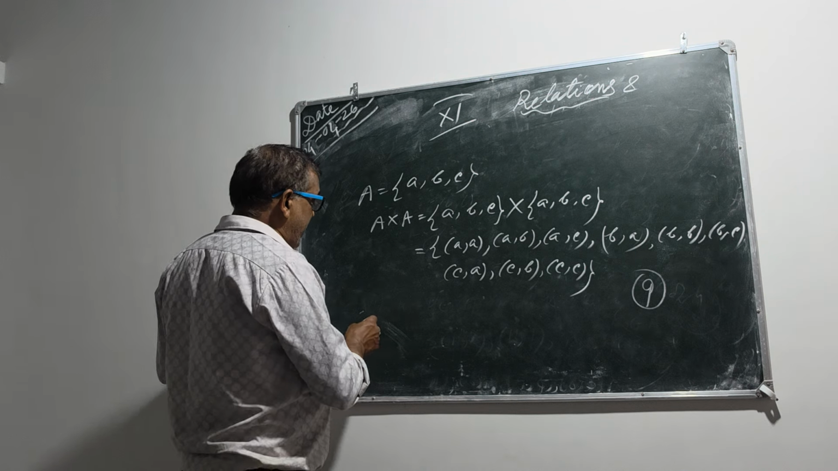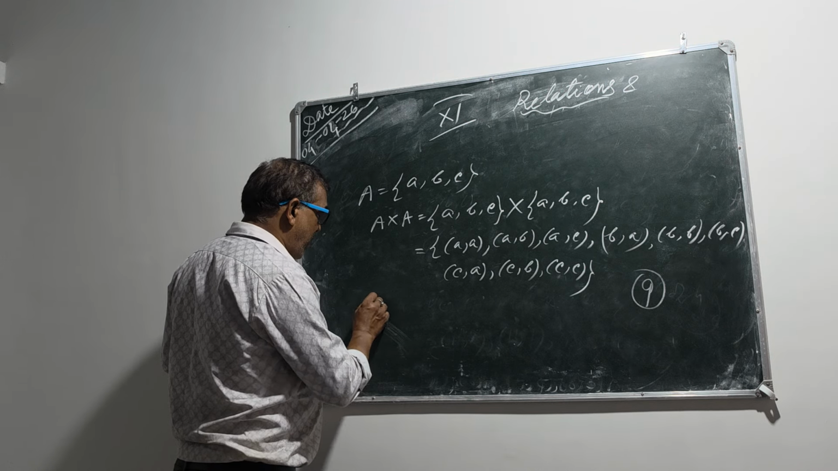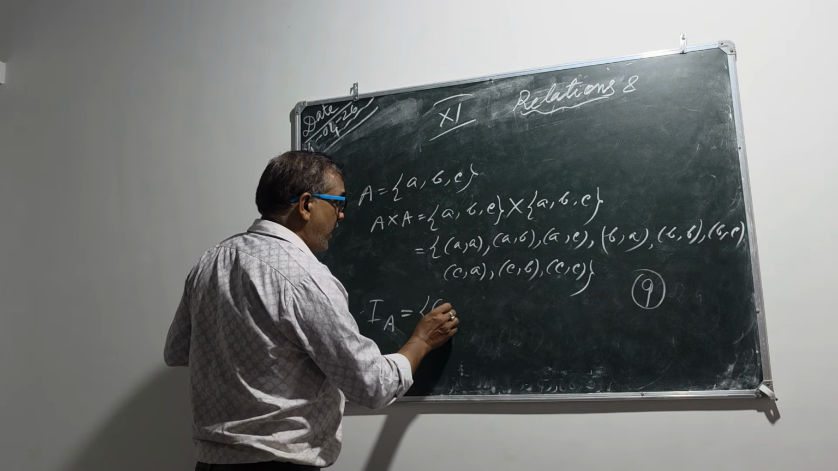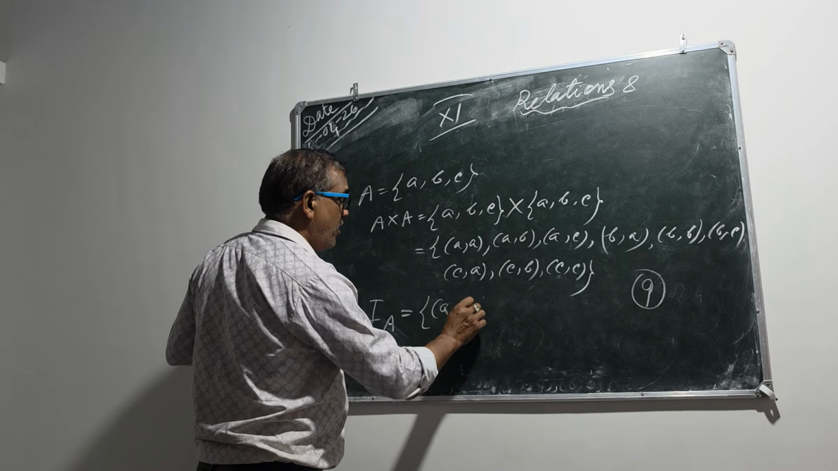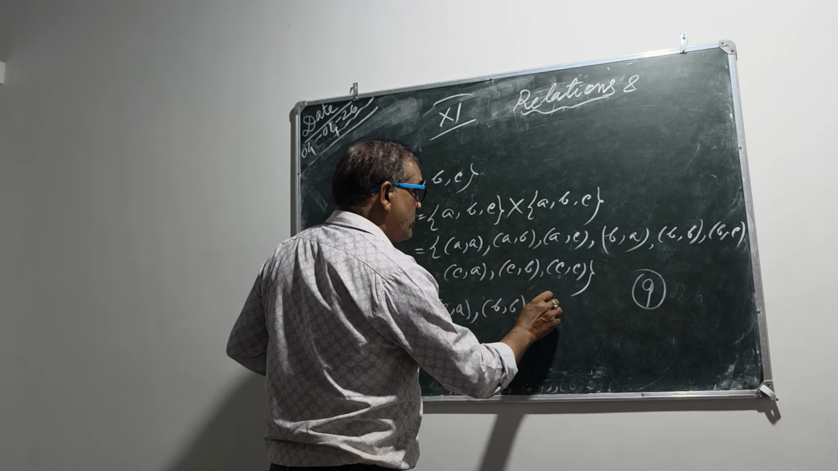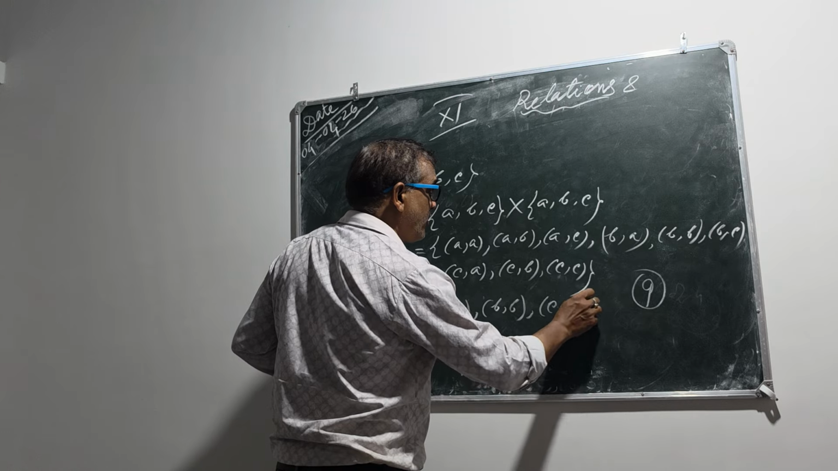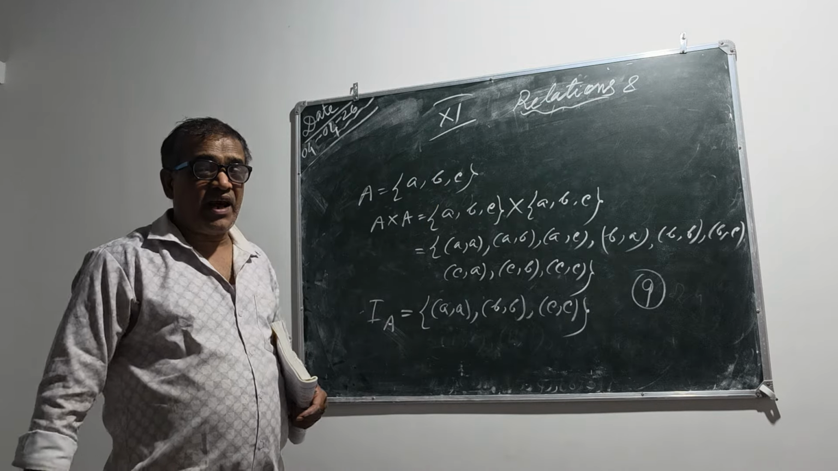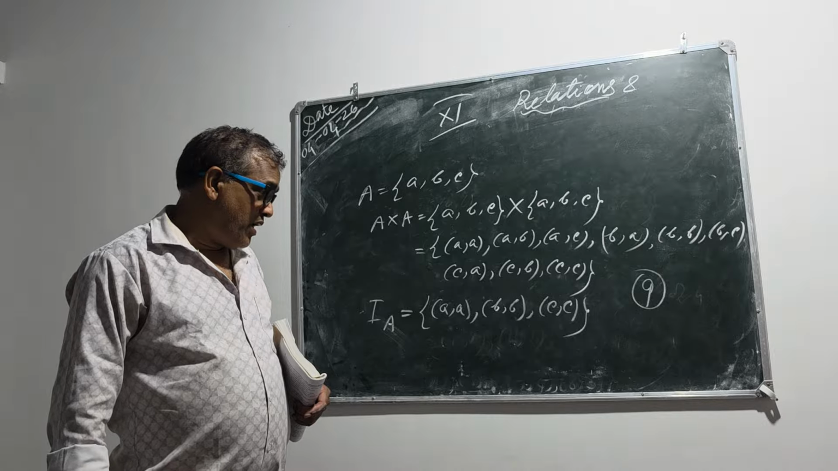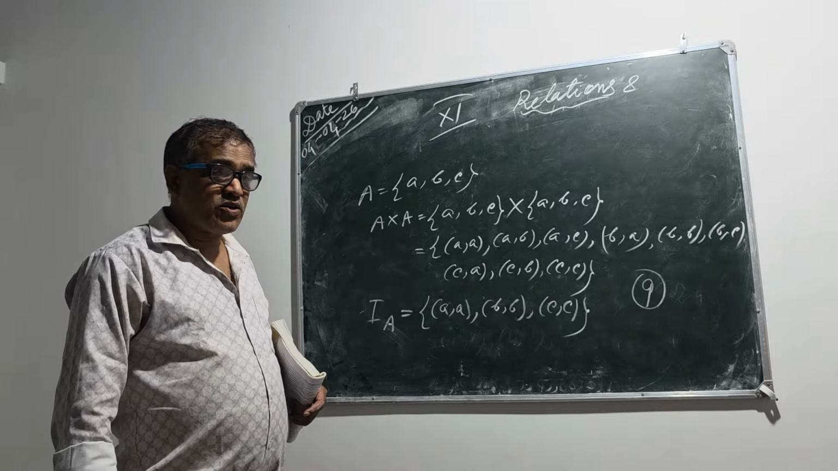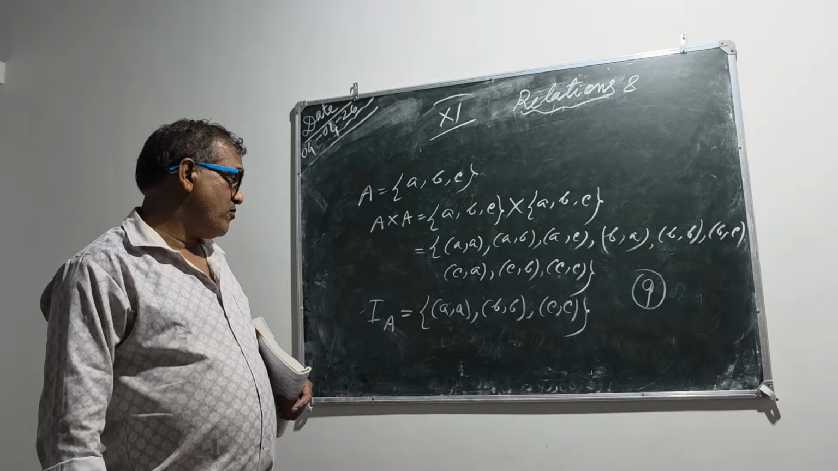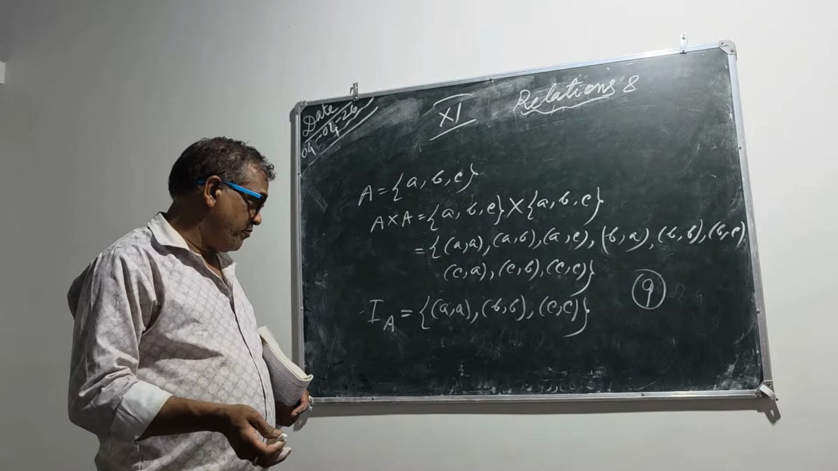So what is called the identity relation from here? The identity relation under the set A will be (A, A), then (B, B), then (C, C). So this is called I_A, meaning identity relation on A. AA, BB, CC. This is called the identity relation on A. Means the relation will be from A to A.